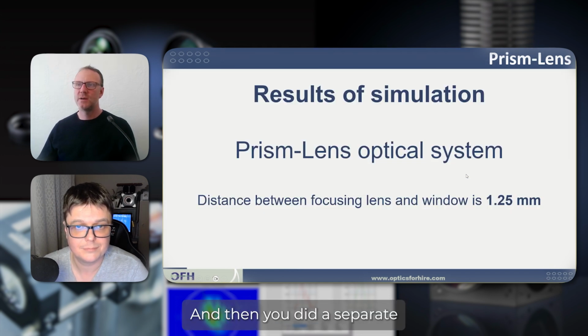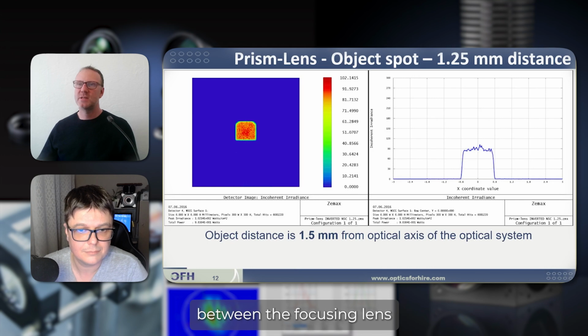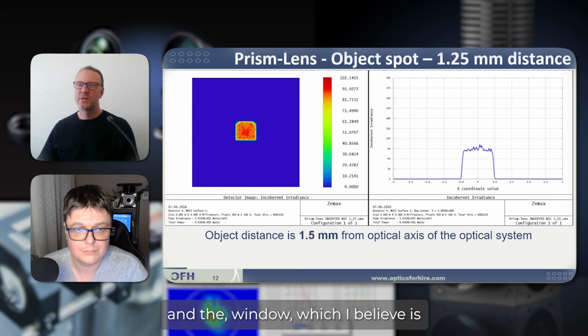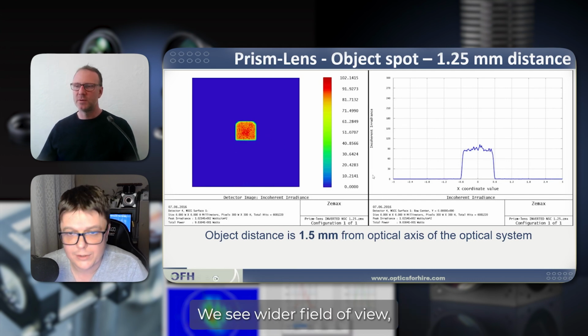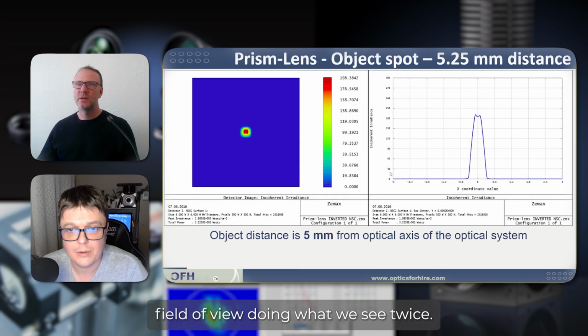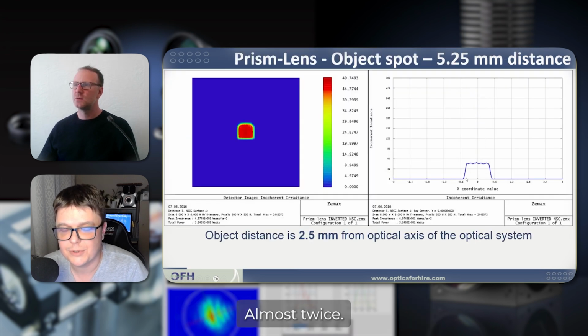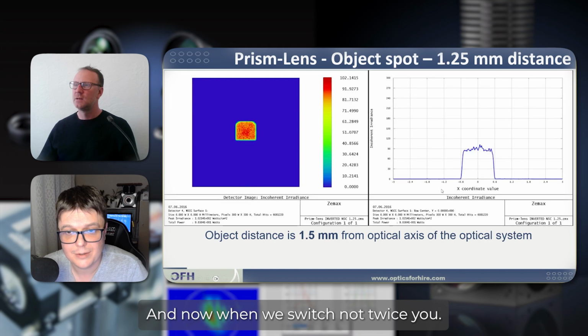And then you did a separate analysis, again in Zemax, again using the prism lens concept, but you changed the distance between the focusing lens and the window, which I believe is on the exit side, close to the sensor. And what do we see here? We see a wider field of view. Slightly wider, but not a lot wider, do we? We see almost twice. Okay, well, hang on a second. This is 1.5 millimeters, and I'm seeing 0.6 to 0.6. And now when we switch, not twice, yeah.